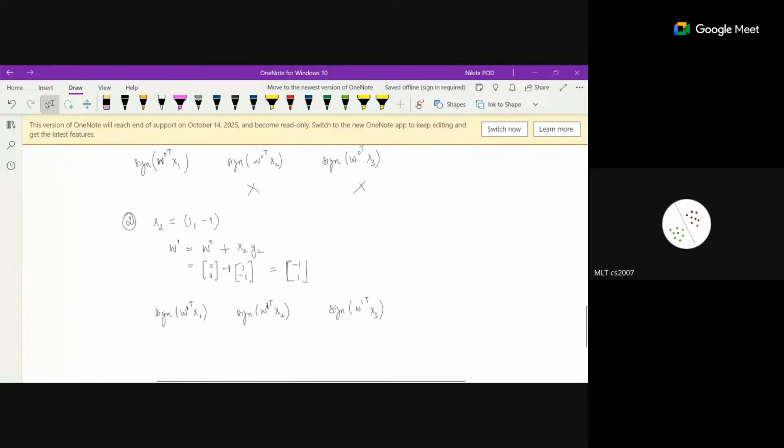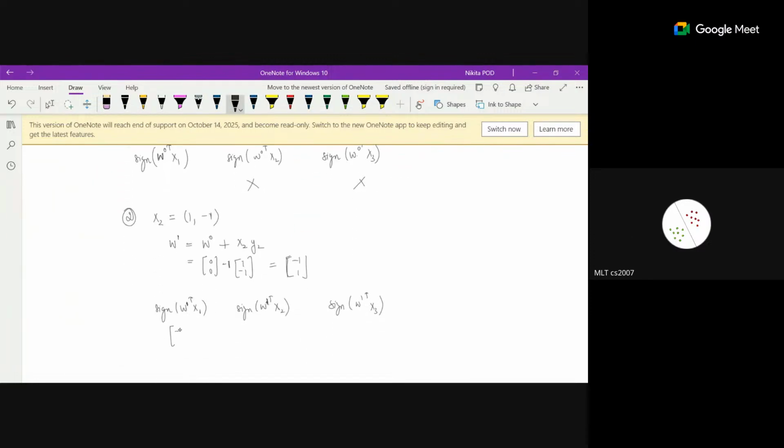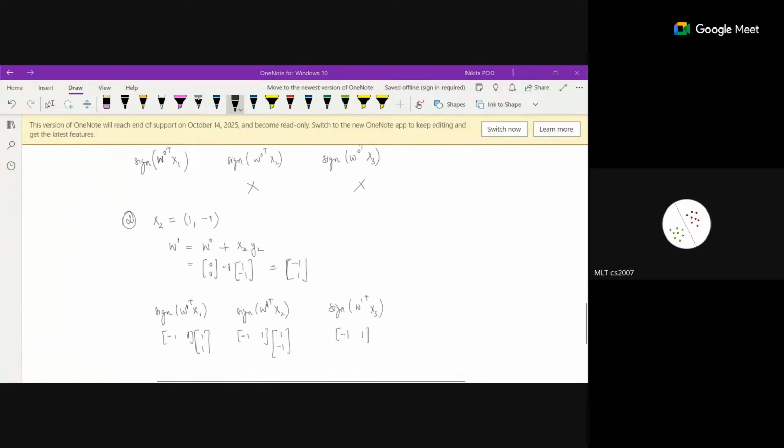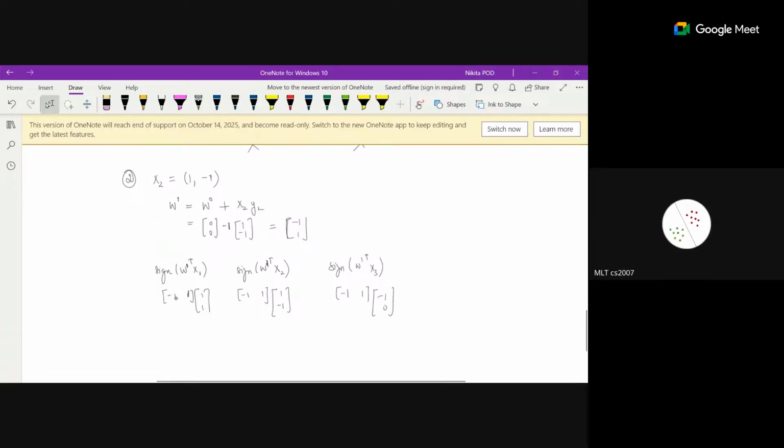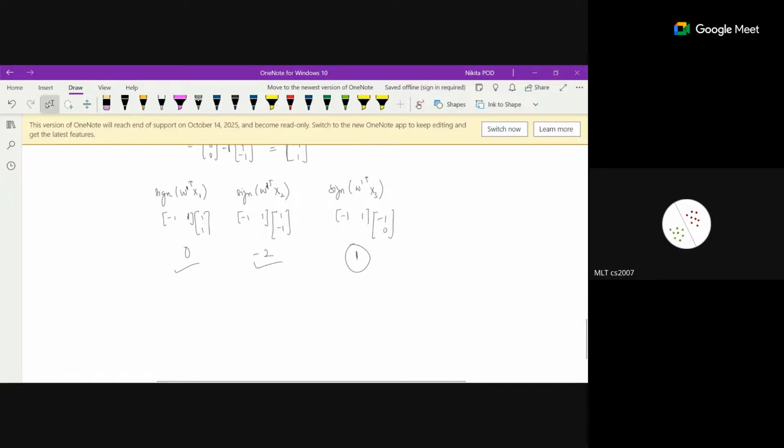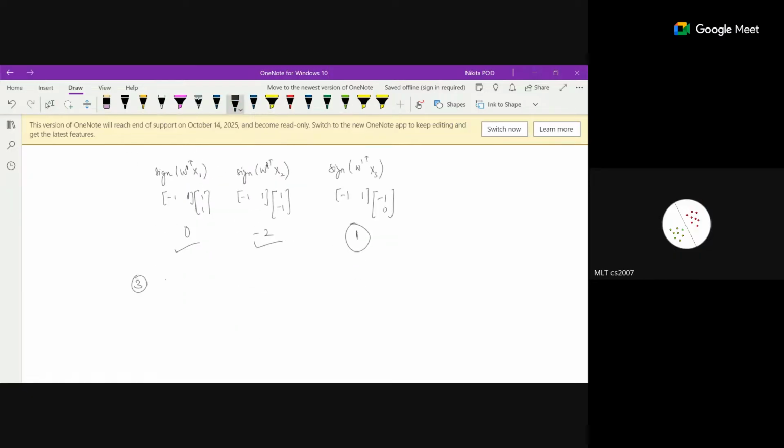So W1 is (-1, 1), and x1 is (1, 1), which gives 0. X2 is (1, -1), and x3 is (-1, 0). The first one is not changing. For x2, this is (-1, -1), so it is also correctly classified. So now x3 needs to be updated.